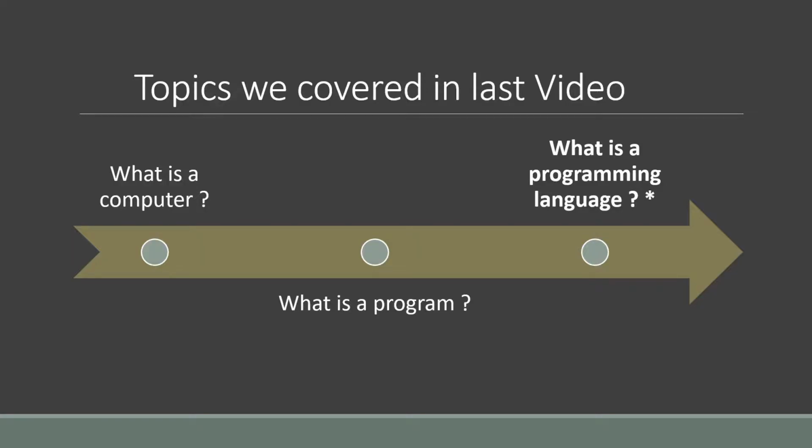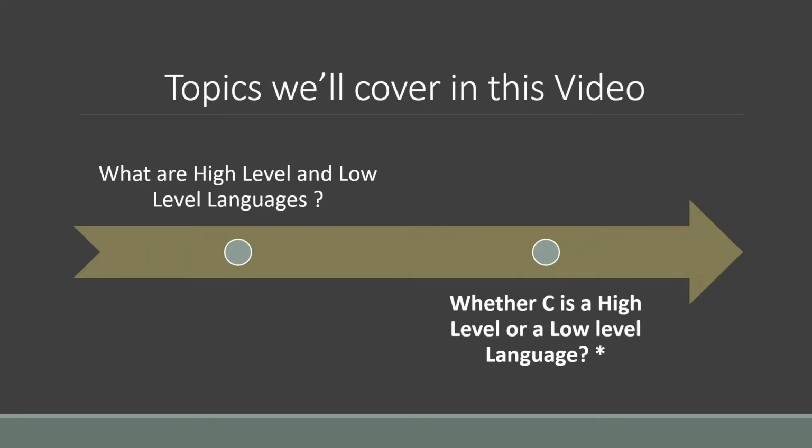Before we begin today's video, let's take a quick recap and see what all topics we discussed in the last video. In the last video, we discussed what we mean by a computer, what is a program, what is a programming language. In this video, we'll discuss what are high-level languages and what are low-level languages. And we'll also discuss whether C is a high-level language or a low-level language. Let's not delay this any further and begin discussing these topics.